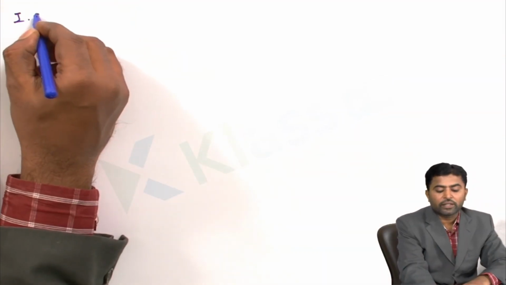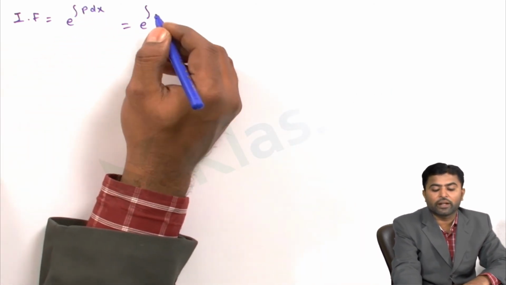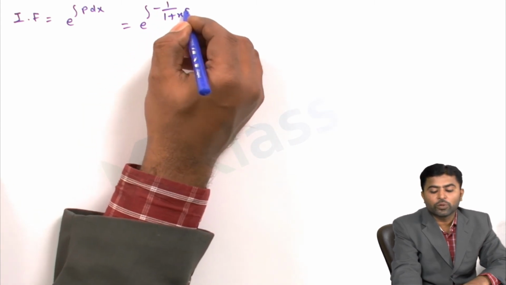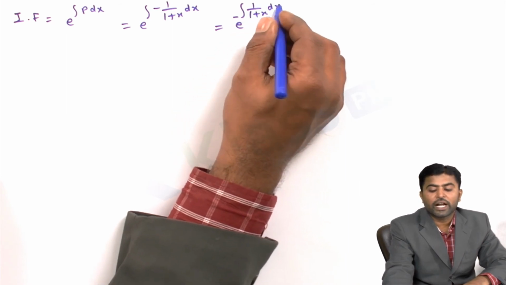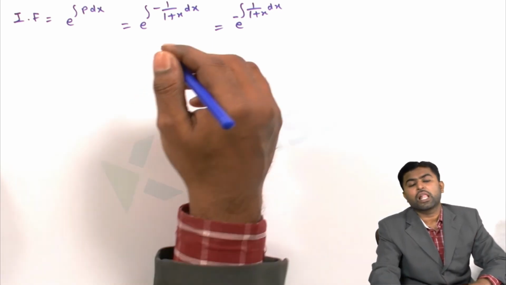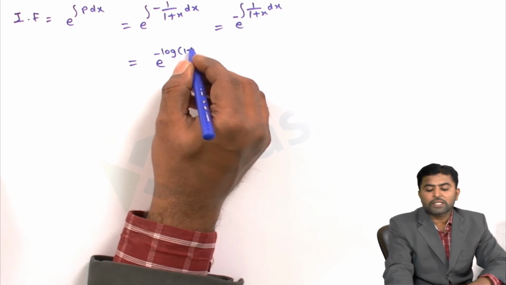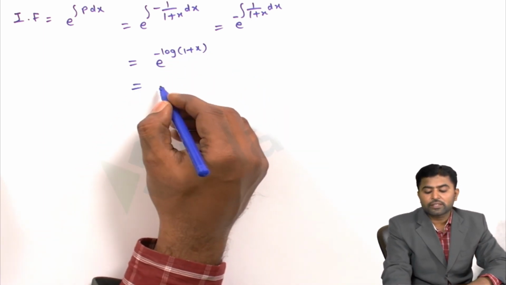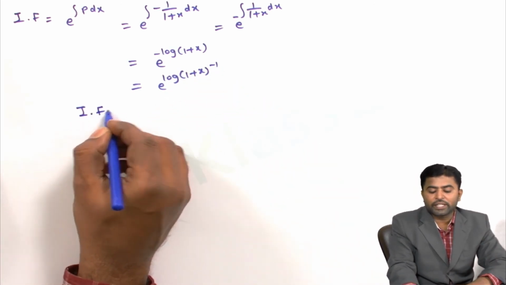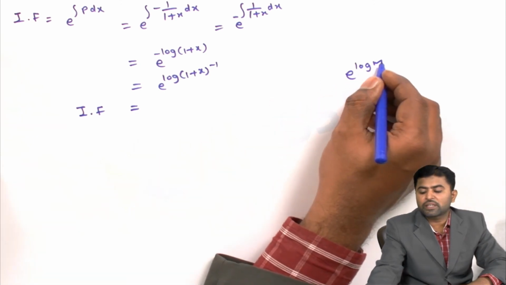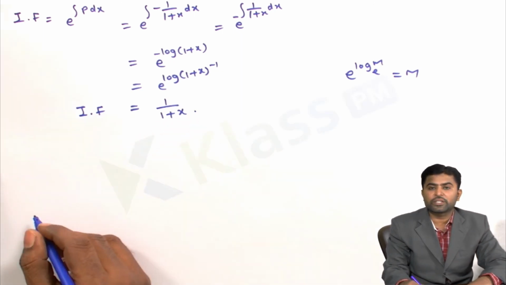So integrating factor is equal to e power integral p dx, which is equal to e power integral minus 1 by 1 plus x dx, and we know that integration of 1 by 1 plus x is log of 1 plus x, so that becomes e power minus log 1 plus x. Then rewriting this, we get e power log 1 plus x whole power minus 1, and e power log m base e equal to m. So therefore this gives 1 by 1 plus x as the integrating factor.